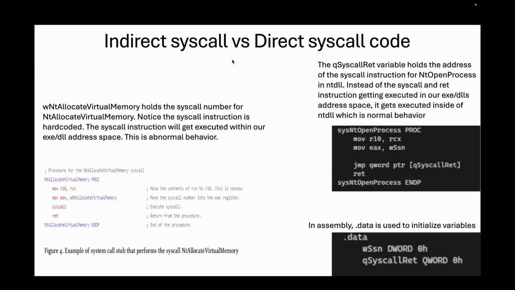Here's a comparison of indirect syscalls and direct syscalls. The main thing to notice here is the syscall instruction getting implemented directly in this assembly code. And then here, the qSyscallRet variable holds the address of the syscall instruction for NtOpenProcess in NTDLL, instead of the syscall and the return instruction getting executed in our executable or DLL's address space. It gets executed inside of NTDLL, which is normal behavior.